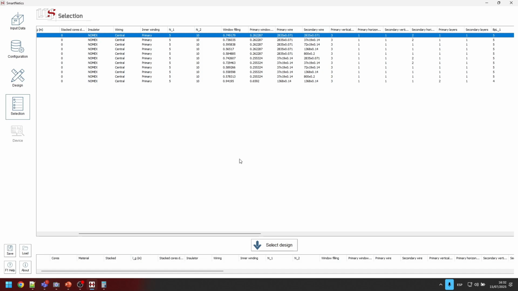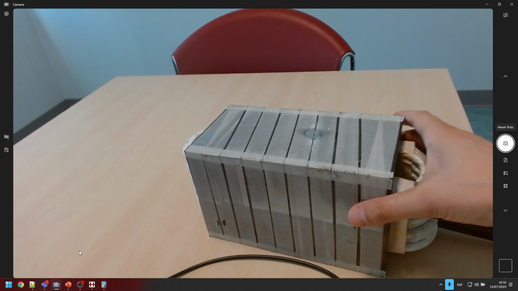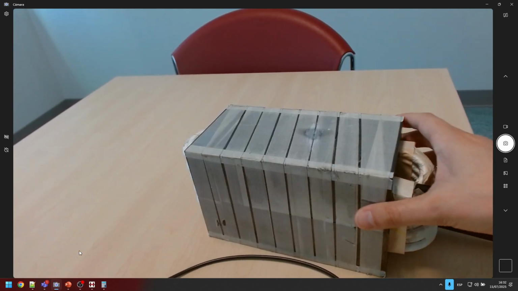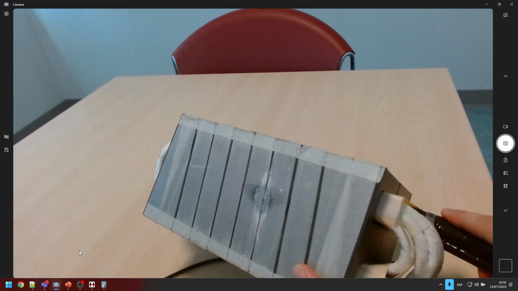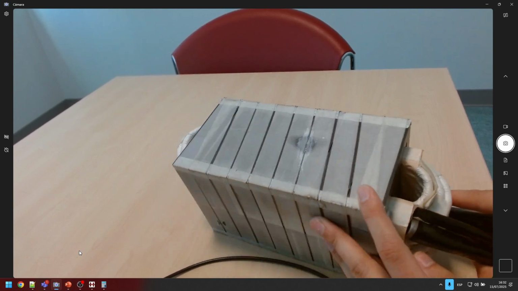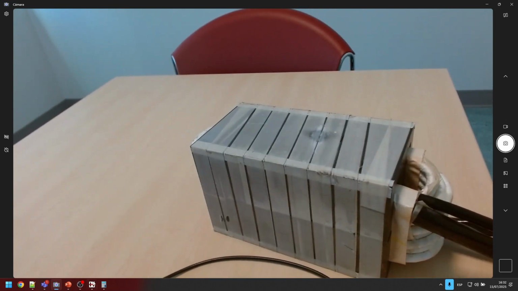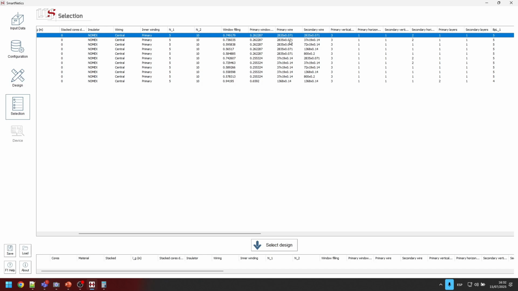What do we know? What we know is that even though we don't have access to the secondary side because it's inside, we know that they are using the same wire at primary and secondary because they are the same wires, okay? So we will restrict our decisions to only the possibilities that use the same wire at primary and secondary side. This is one of those possibilities, the one that uses this litz wire with 2,835 wires in parallel of 0.071 millimeters in diameter.